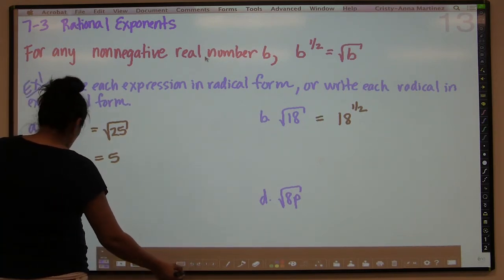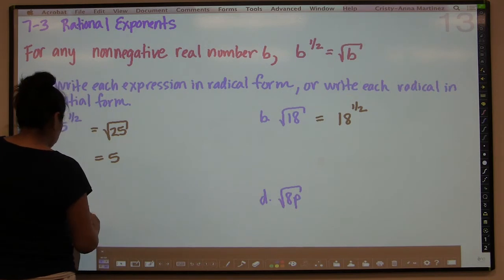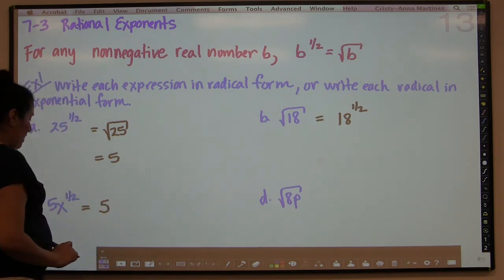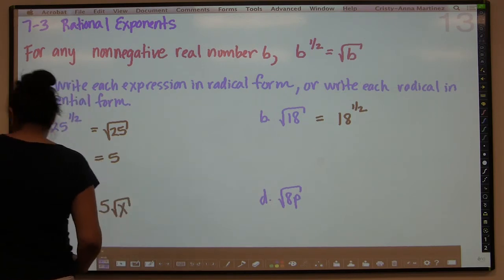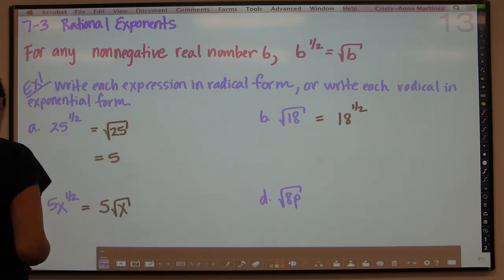But since there are no parentheses, we are to assume that the 5 is on its own, and x to the 1/2 power would be the same thing as the square root of x. So your answer would be 5 times the square root of x.